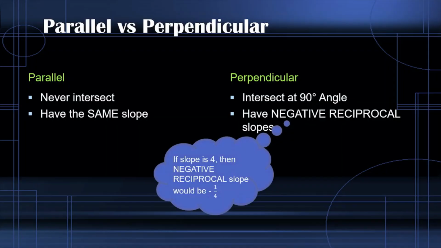All that means is if one of your slopes is 4, then the negative reciprocal slope would be negative 1/4. You change the sign. So if it's positive, you make it negative. If it's negative, you make it positive. And then you do the reciprocal. That means you just flip it over. So if you have 4, it becomes 1/4. If you had 1/4, it would become 4/1, which is just 4.